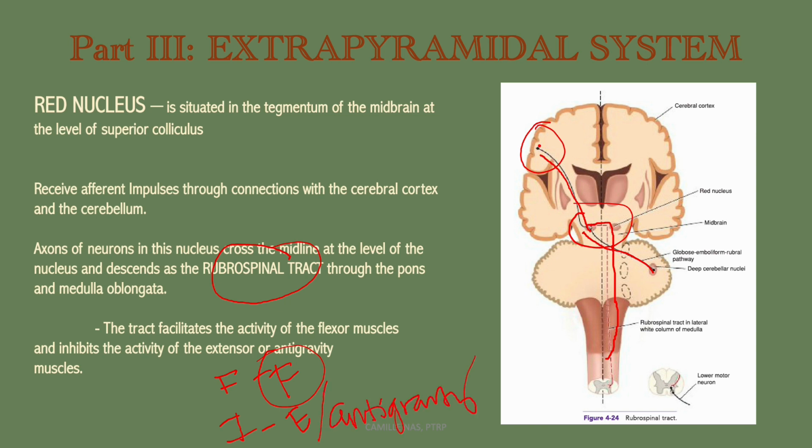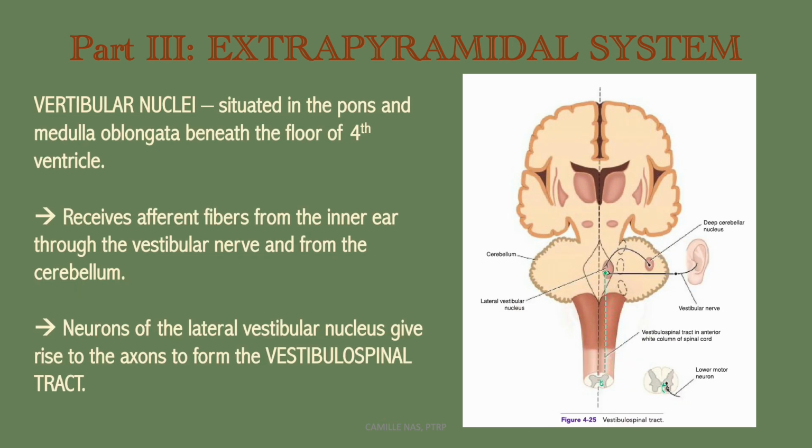Why am I saying this, or why am I emphasizing this? Because you have another tract which also does the opposite of this. Okay, so again, your rubrospinal tract, it will facilitate flexor muscle group and inhibit extensor muscles. Okay, now we have vestibular nuclei. So this one is what I was talking about.